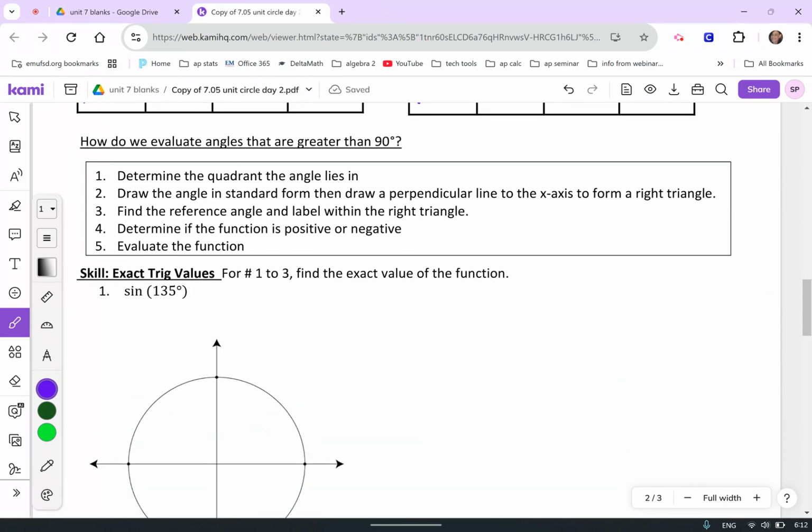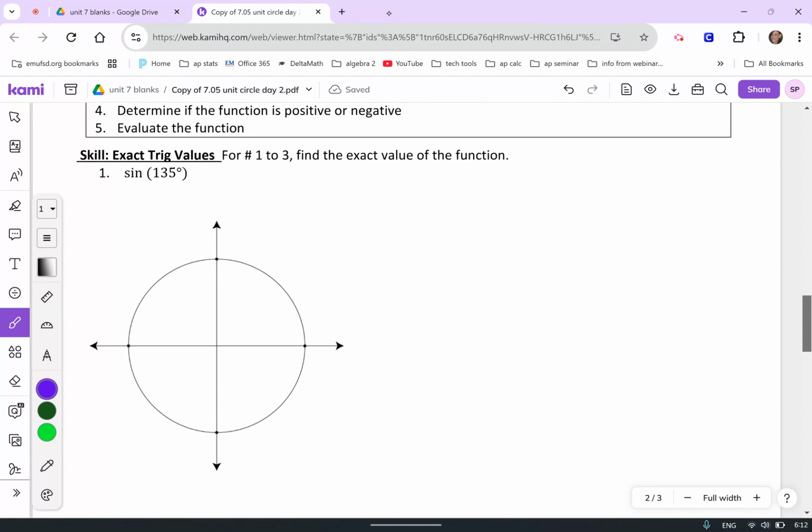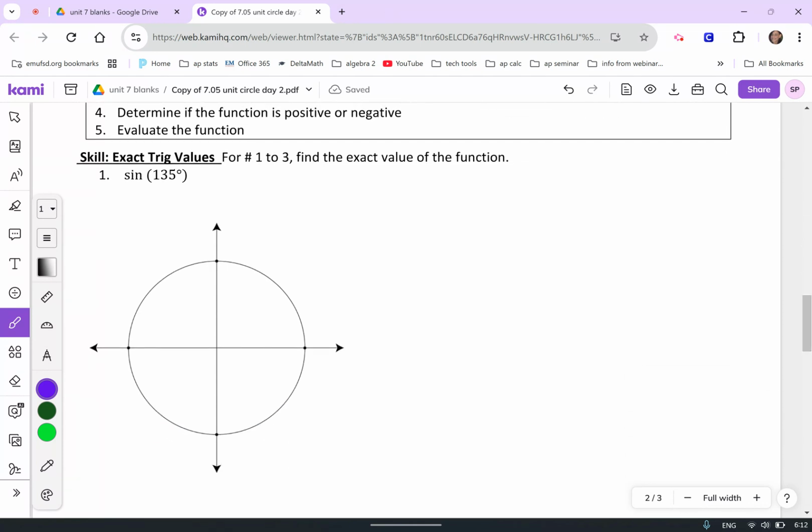So now let me do a more detailed explanation of how to find the exact value of sine of 135. So the first thing you need to do is draw the angle in standard position. So here's my initial side of the x-axis, and what quadrant is 135 in? 135 is in quadrant 2.